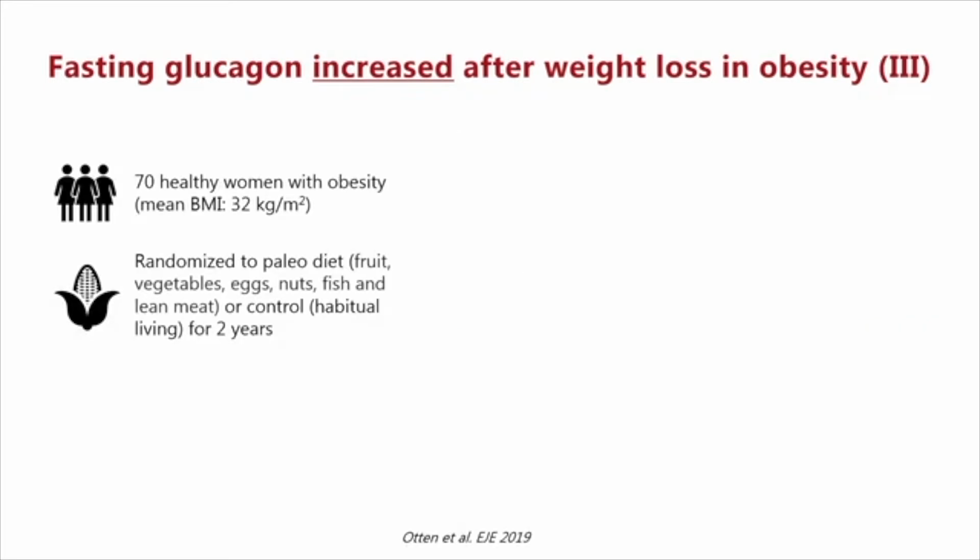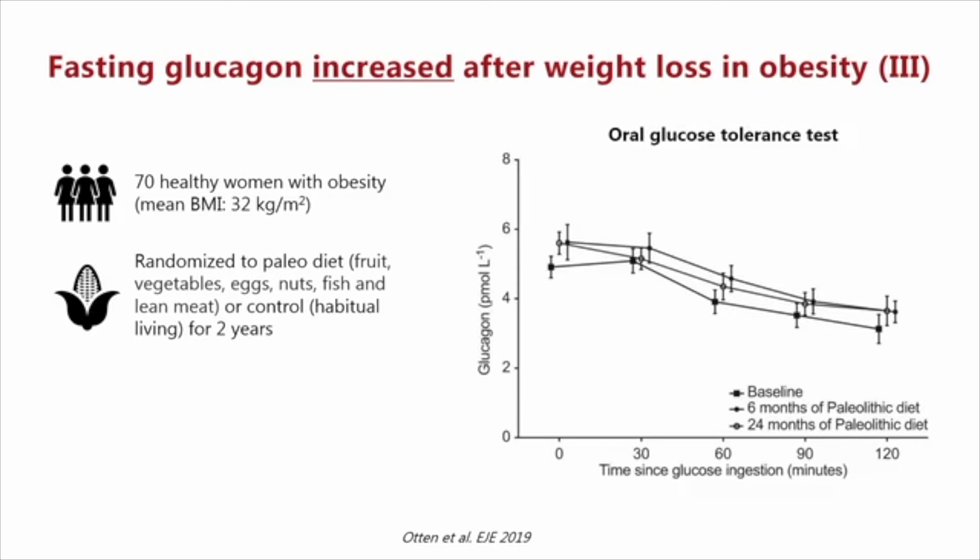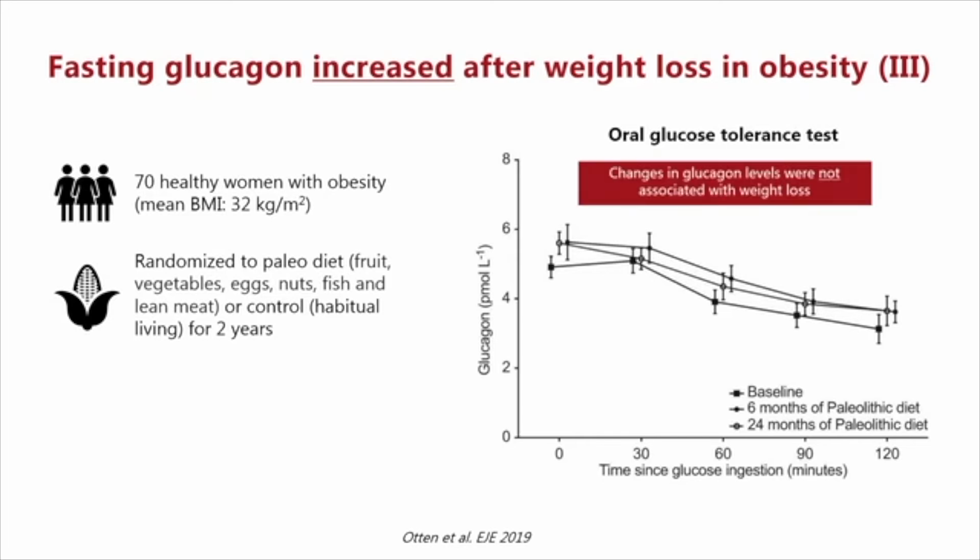Then another study was performed in 70 healthy women with obesity. They were randomized to a paleo diet consisting of fruit and vegetables and fish and lean meat, or control. And this study was for 2 years. And they observed a significant weight loss, but here they observed increased fasting glucagon levels after the weight loss. And they saw that there was no association between weight loss and glucagon levels.